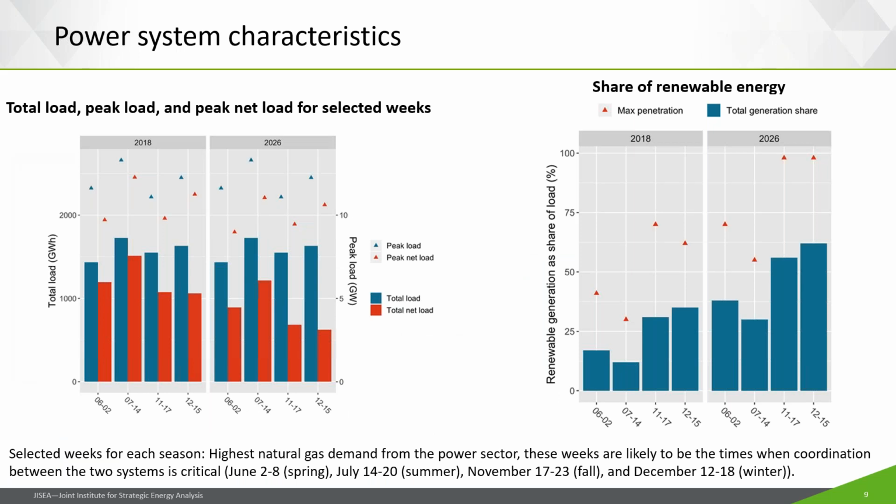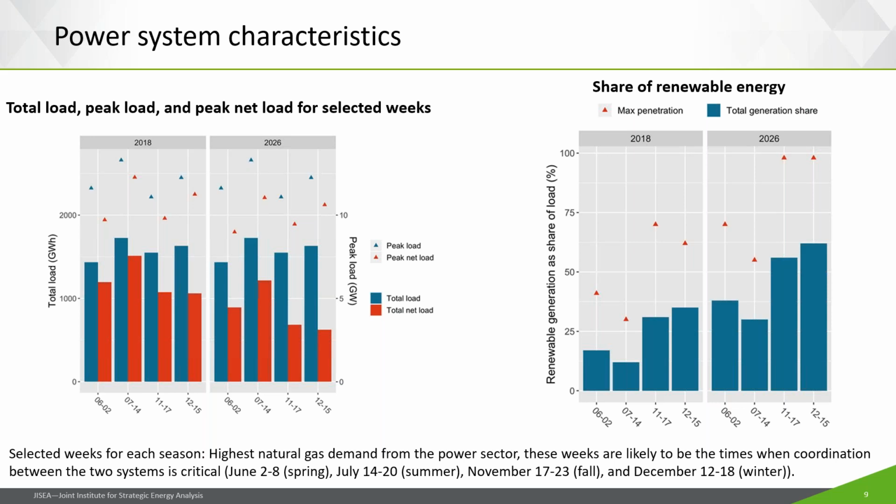Because it is very computationally challenging to do this detailed simulation of both networks and then have coordination going back and forth, iterating between the two, what we chose to do is simulate only 4 representative weeks. And what we chose there were the 4 weeks with the highest natural gas demand from the power sector. And our reasoning was that these would be the times that would have the most challenging operations between the two systems, because there was the greatest demand from these generators.